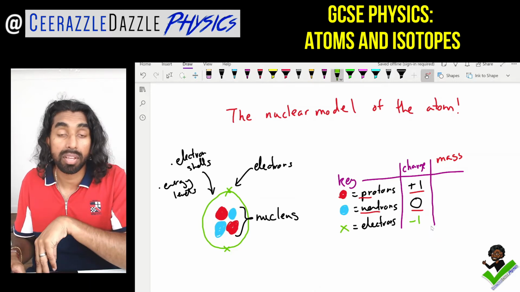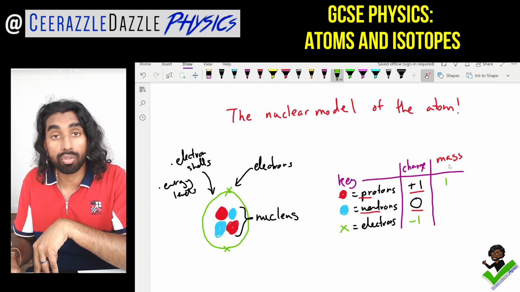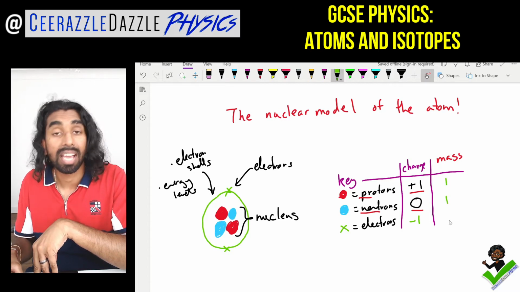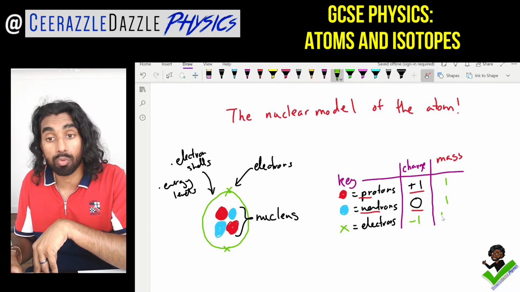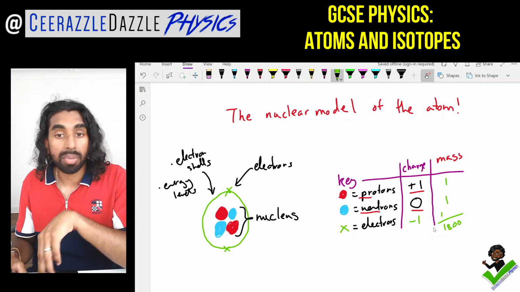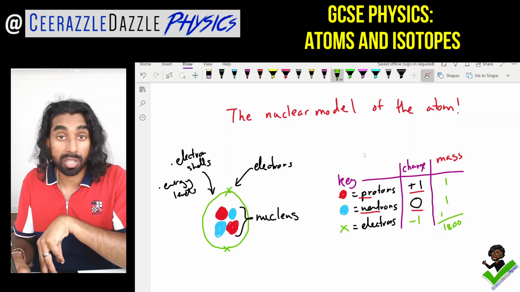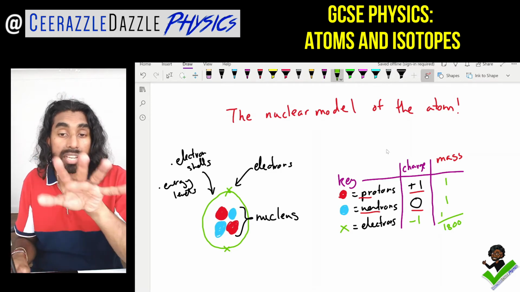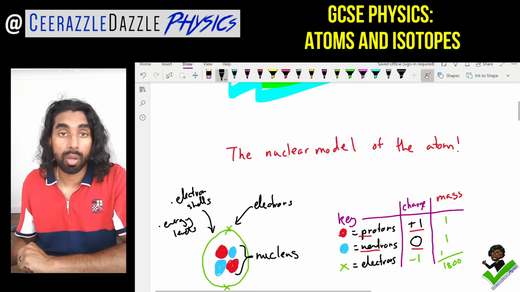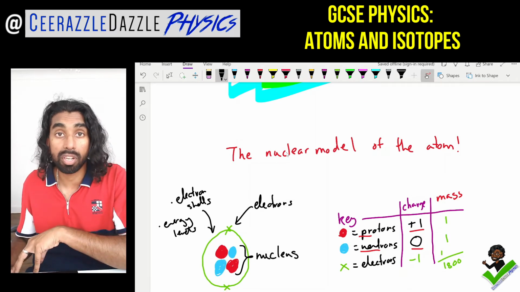What about the masses of them? The protons have a relative mass of 1, the neutron also has a relative mass of 1, and the electron has a relative mass of 1 over 1,800. Happy days. Make sure that you're familiar with this table, guys, because many questions are asked based upon the characteristics of these particles. Okay, so now let's talk about nuclear notation.